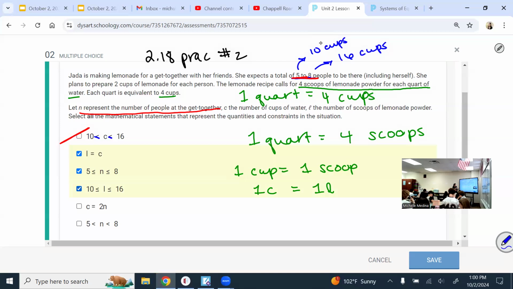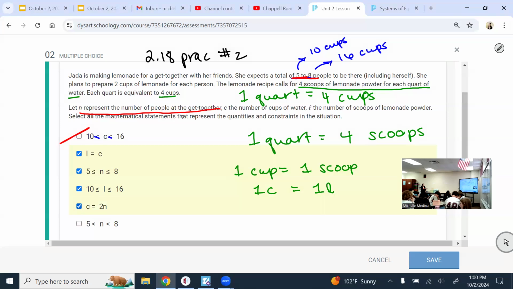For this one, we have C equals 2N. So remember, C was the number of cups needed. N was the number of people at the get-together. If I multiply the number of people by 2, do I get my right amount of cups? Yeah, that's what we talked about over here. She wants 2 cups of lemonade for each person. So yeah, however many people multiplied by 2, I would pick that one as well.